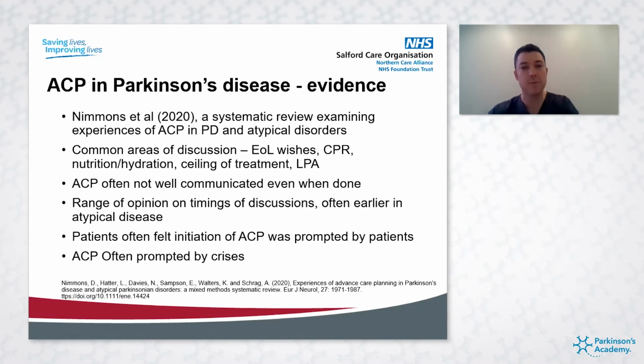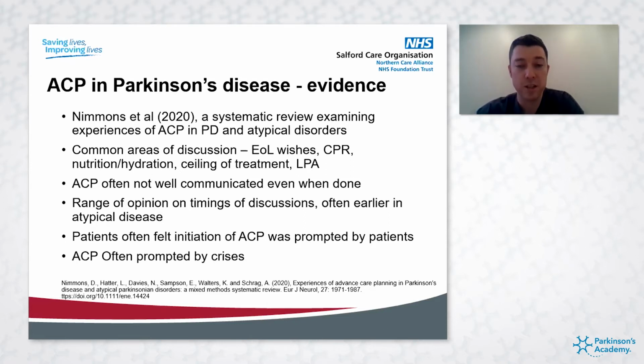This was another study, a systematic review looking at 27 studies, a mixture of qualitative and quantitative studies on advanced care planning in Parkinson's disease. They found that the commonest areas of discussion were around end-of-life care wishes, CPR decision-making, nutrition, hydration, goals of care, ceiling of treatment, and things like lasting power of attorney. But where advanced care planning did take place, unfortunately, it was not often well communicated, even when it was done well. There was quite a diverse opinion on when advanced care planning should take place.